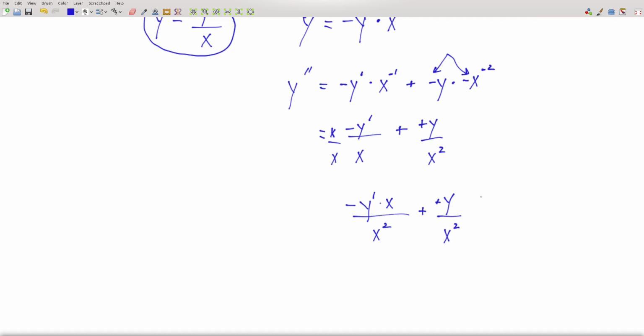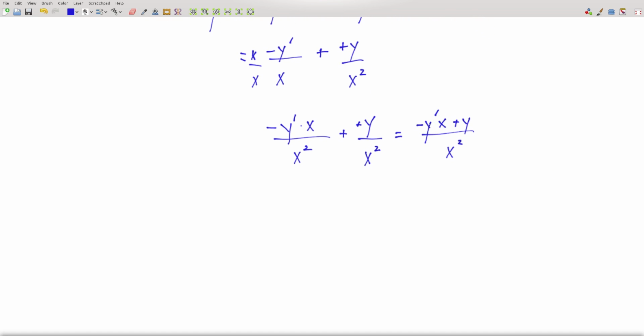Now we have a common denominator, so we can combine the top. I'm going to write it like this to begin with. This is negative y prime x plus y over x squared. This looks pretty good. Instead of having a negative y prime x, how about if we write this as y minus y prime x, yep, over x squared. Alright, now we've come to a point where there's not a lot more simplifying that can be done as long as we just leave this y prime alone.